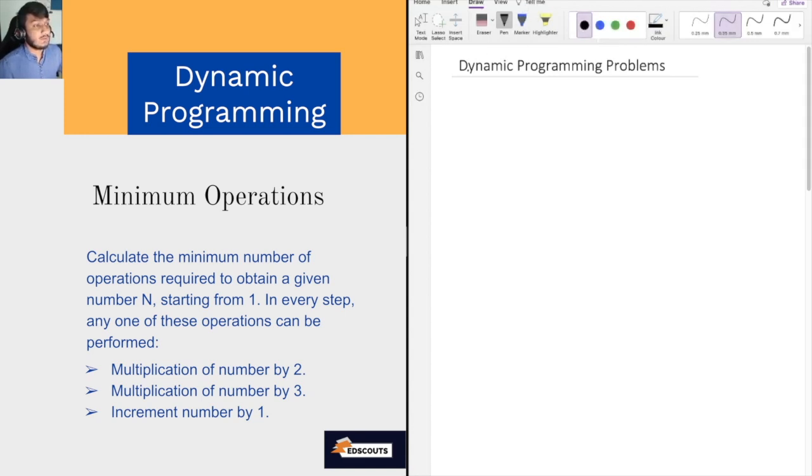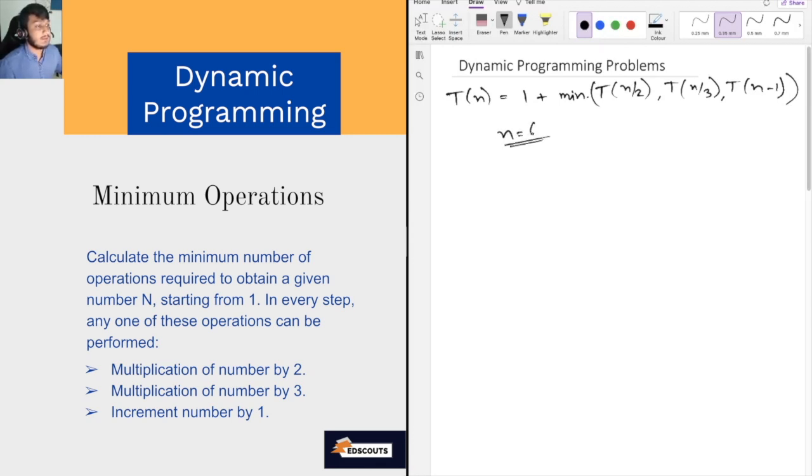So let's try to make a function for this. T of n is equal to 1 plus minimum of, because we have to find the minimum number of operations, t of n by 2, comma, t of n by 3, comma, t of n minus 1. So this is the function. We can look at it with an example.